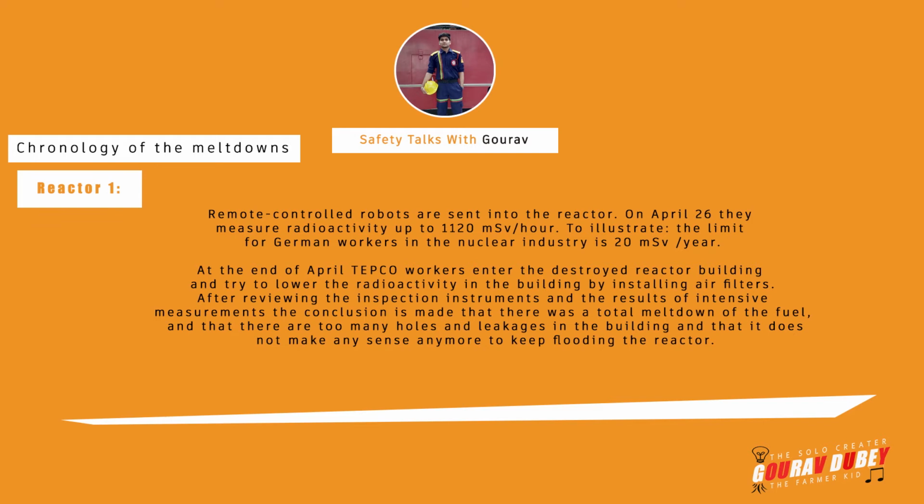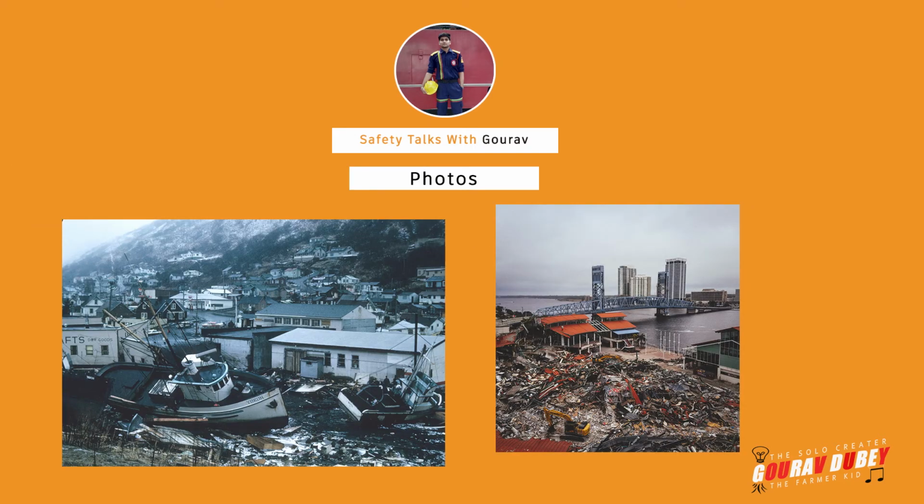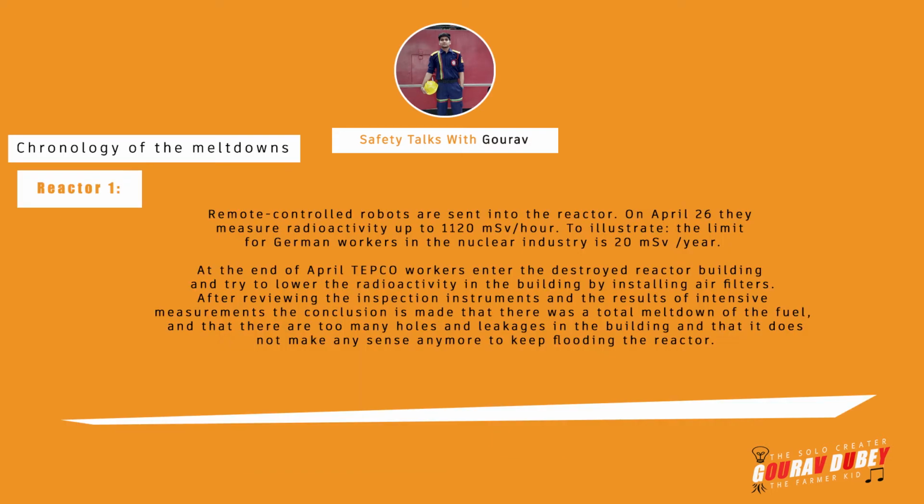At the end of April, TEPCO workers enter the destroyed reactor building and try to lower the radioactivity in the building by installing air filters. After reviewing the inspection instrument and the results of intensive measurements, the conclusion is made that there was a total meltdown of the fuel, and that there are too many holes and leakages in the building, and that it does not make any sense any more to keep flooding the reactor.